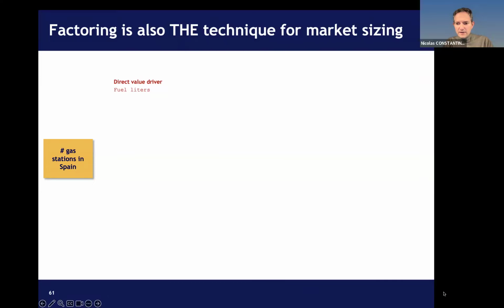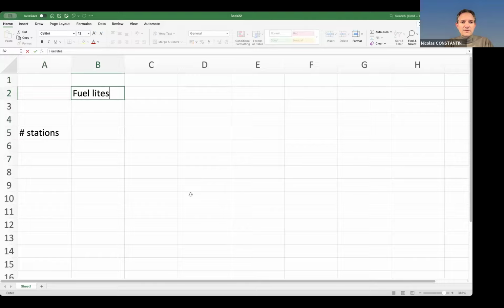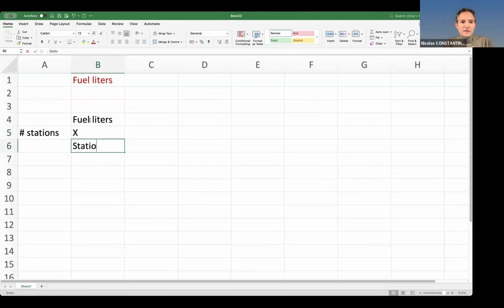So fuel liters. Now here, actually, let me try to show you this. It might be difficult to conceptualize, so I'm going to just show it to you visually. So if I have the number of gas stations, right? And the thing that I introduced was fuel liters. So that is the driver that I've just introduced. Now, technically what I would do, I would basically now get fuel liters times stations per liter, right? Multiplied by X over X, and I rearrange.